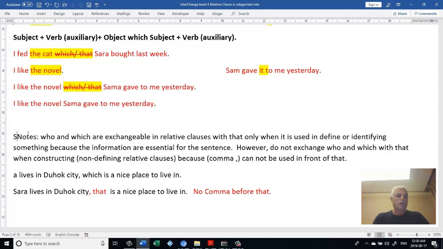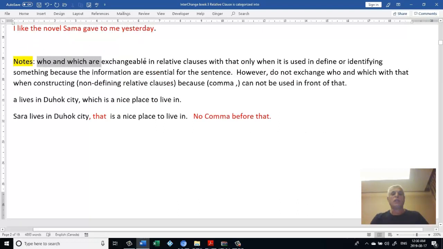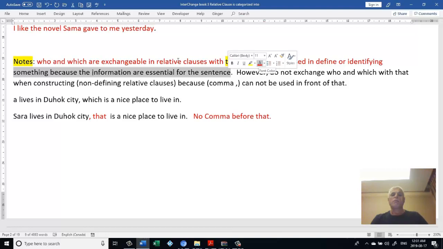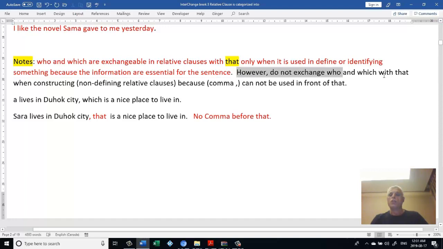We have some notes for you for this subject. Here, who and which are exchangeable in relative clauses with that. It means we could substitute those two with that, only when it's used in defining clauses, because the information is essential for the sentence. It means here we don't put a comma before which or who. Then we could substitute them with that. However, do not exchange who and which with that when constructing non-defining relative clauses. If you remember, we said it, because a comma cannot be used in front of that.